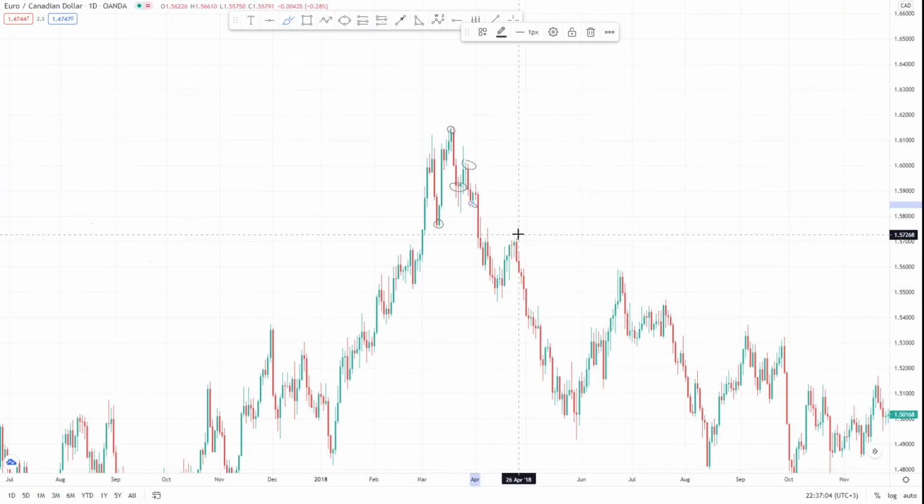You can also get in here. You can get in here. There are lots and lots of opportunities. That is why you never rush in trading. You never rush in trading, right?